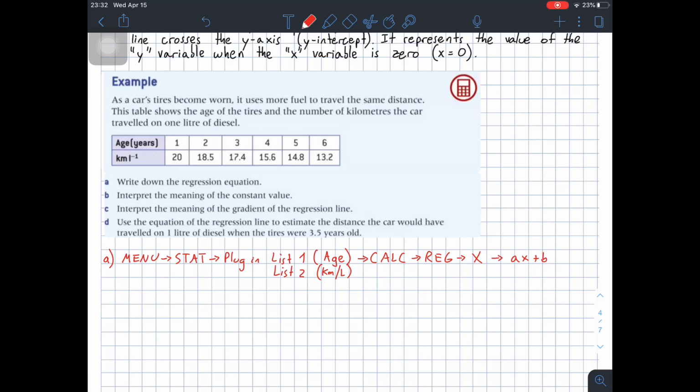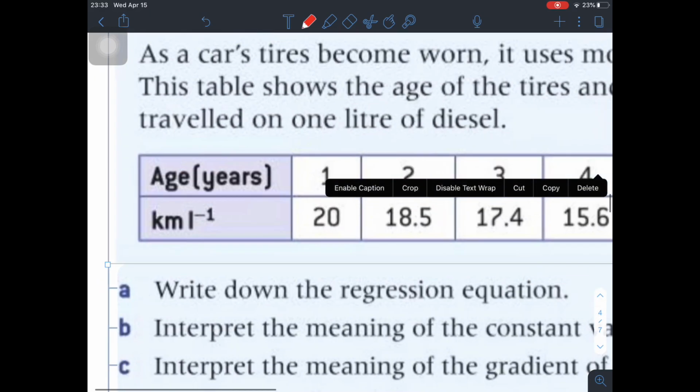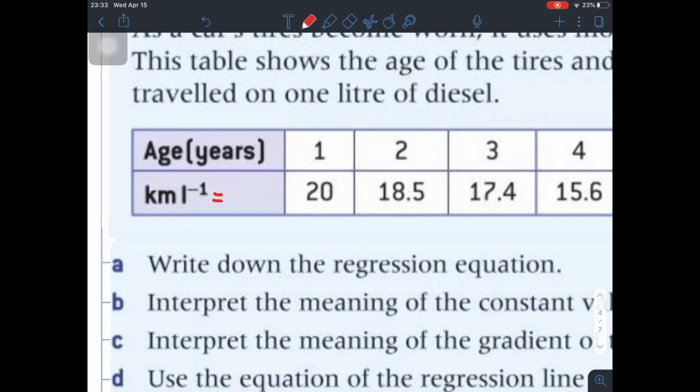Okay, so we have the table where we have the age of the tires from 1 to 6. So this person used a tire for 6 years, and this person recorded the consumption of diesel of his or her car, right? Basically, this person wrote down the number of kilometers he or she was able to travel per liter of diesel consumed, okay? So the first year, this person traveled 20 kilometers per liter, then 18.5 kilometers per liter, then 17.4 kilometers per liter, and so on, okay? Remember, this notation over here is the same as kilometers per liter, okay?